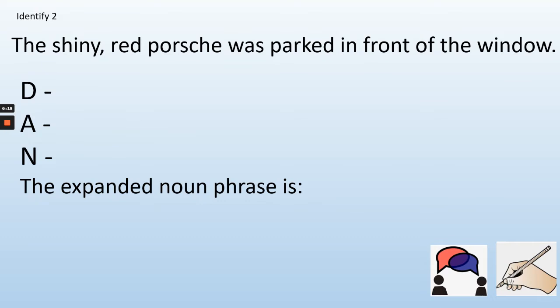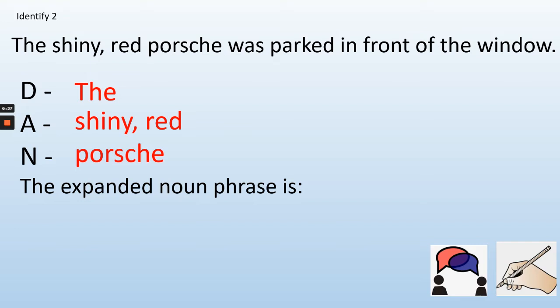The shiny red Porsche was parked in front of the window. So we need to identify the determiner, adjective, noun to make our expanded noun phrase. Let's see. The is our determiner. Shiny and red is our adjectives. And Porsche is our noun. The expanded noun phrase is the shiny red Porsche. Makes our writing more exciting. Instead of just the Porsche, we can imagine a shiny red Porsche.